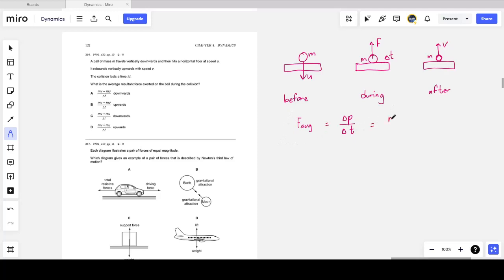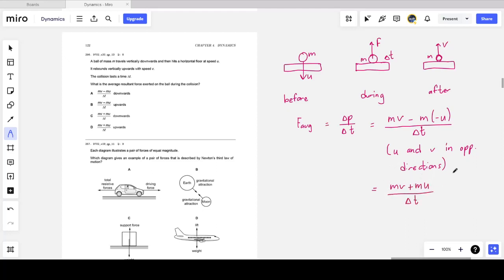And so this is mv, the final momentum, minus the initial momentum, so minus m. Now the initial momentum is opposite to the direction of the final momentum, so there must be a minus sign there because it's a vector. It's pointing in the opposite direction, so it must be minus u. In magnitude, we have to write down the minus sign, divided by the change in time delta t. And that's because u and v are in opposite directions. And so what this means is that delta p by delta t is mv plus mu over delta t.